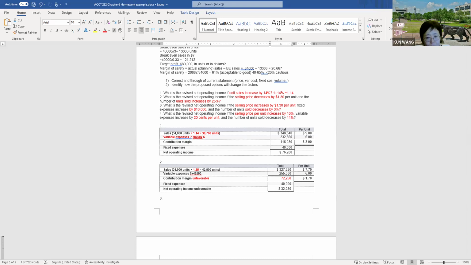Okay, I think I will stop here. So we'll wrap up chapter 6, maybe getting into operating leverage and CVP for multiple products tomorrow, and then we are ready to move to chapter 7, variable costing and segment reporting.